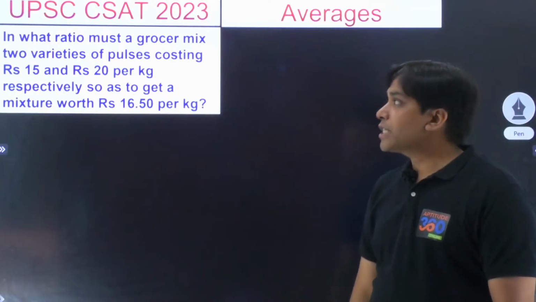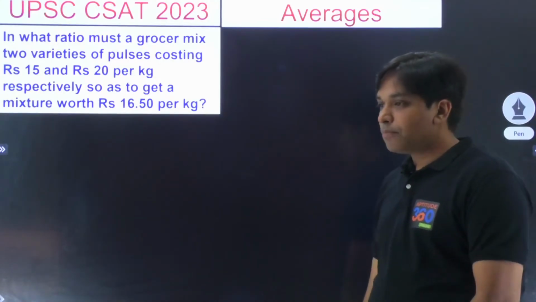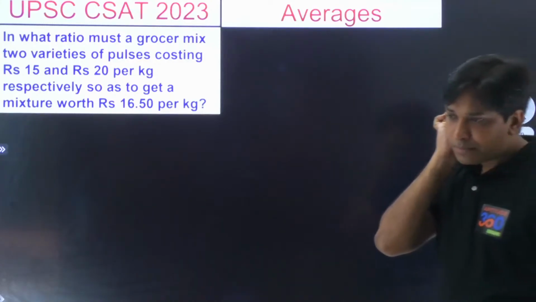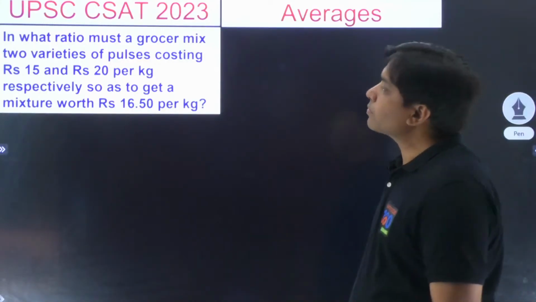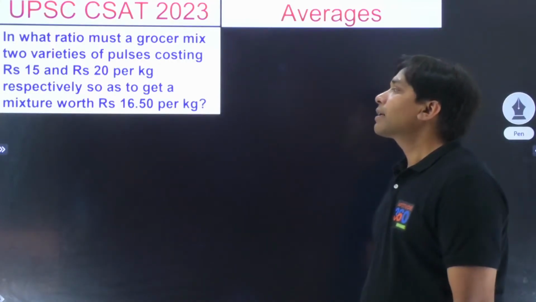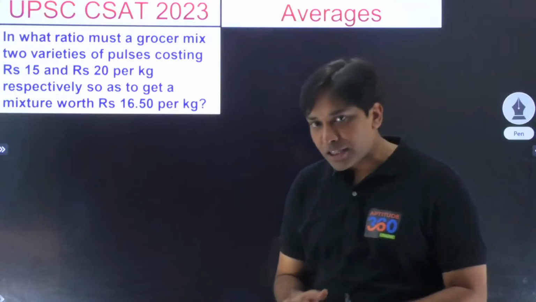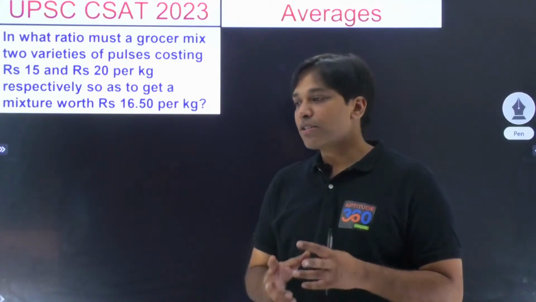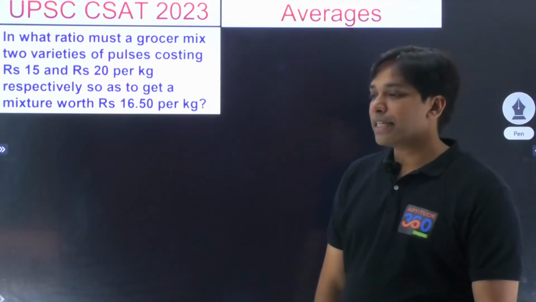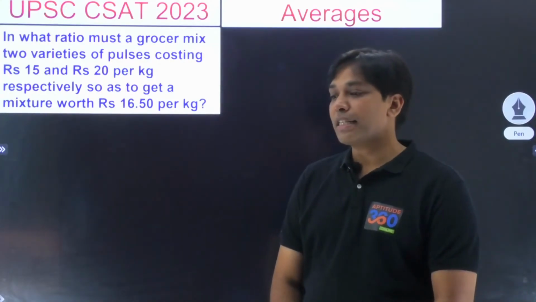In what ratio must a grocer mix two varieties of pulses, 10-20, and the price of the mixture is 16.50. Vishal is getting the answer. Who else is getting the answer?